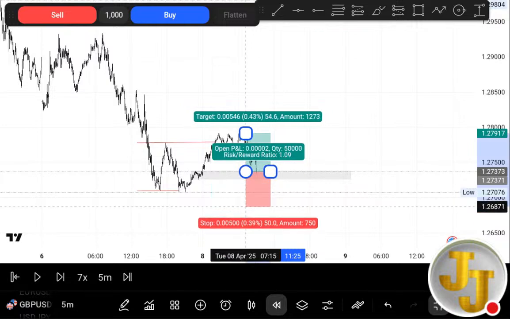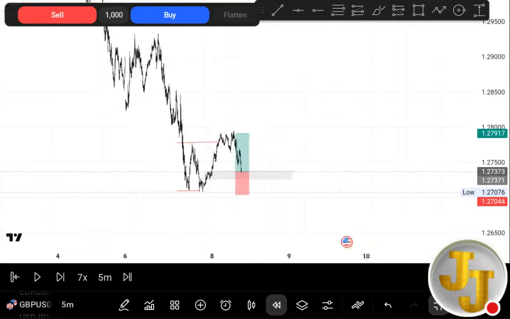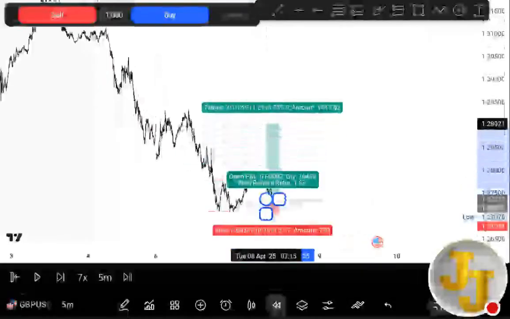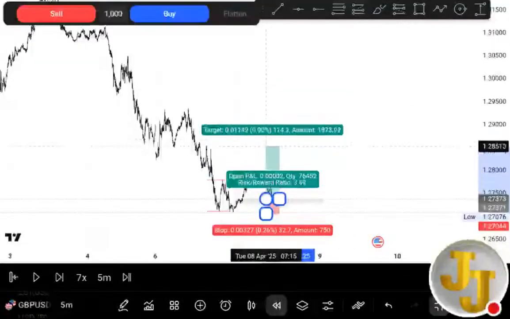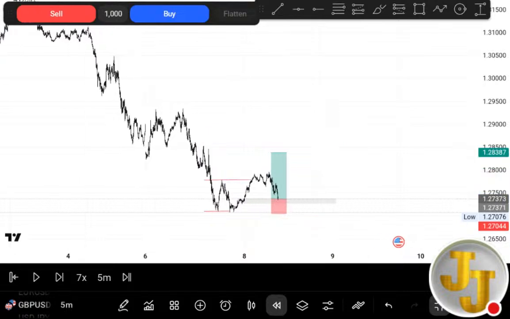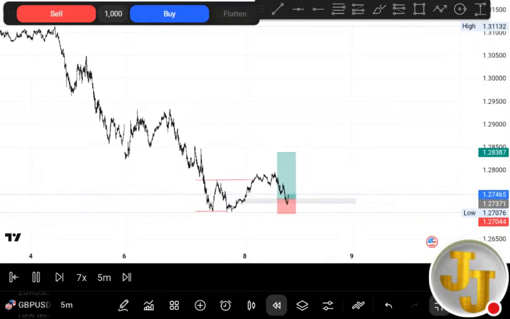You put your stop loss right here. They are like 30 pips. Then where is your target? Your target can be somewhere here, almost here. Here it is almost 100 pips. You can target in amount of pips you would like to, right?